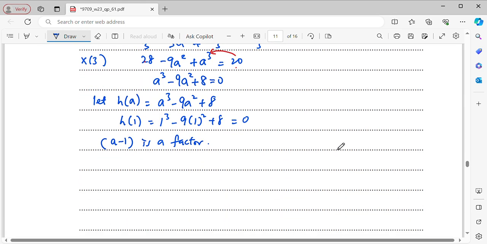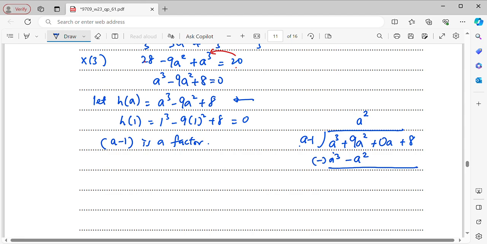Okay, and now I need to get the quadratic factor. So I will perform my long division or polynomial division on this side. It will be a cubed minus 9a squared. Now, this is your h(a). There's no a, so I write 0a, then plus 8, divided by a minus 1. So to get a cubed from a, I need to times by a squared. So a squared times a is a cubed. A squared times minus 1, it will be minus a squared.